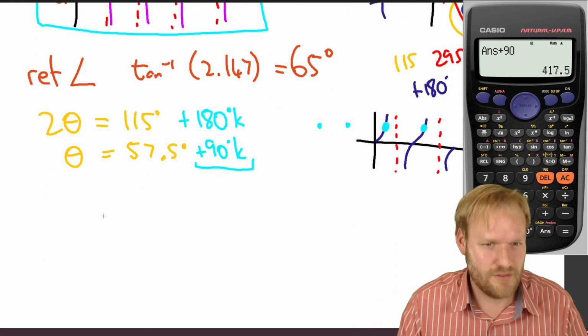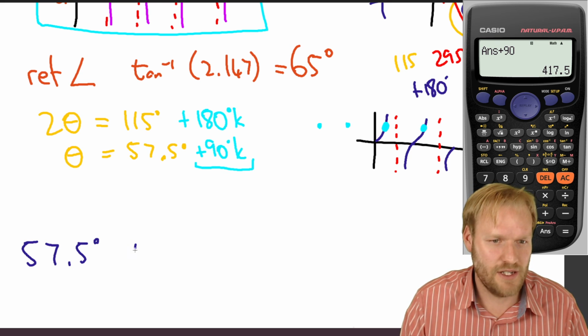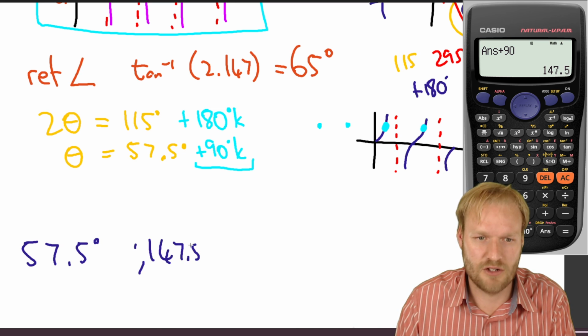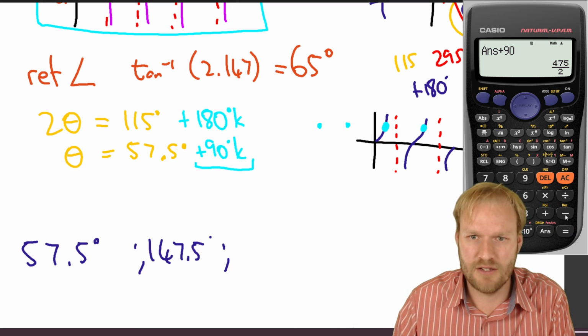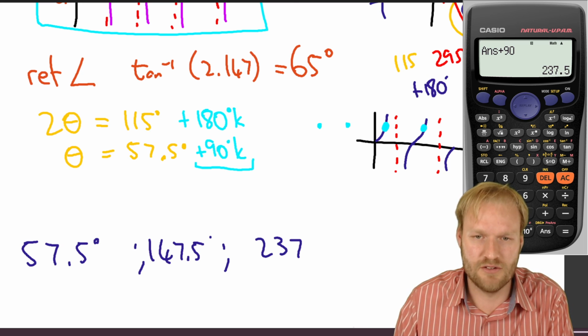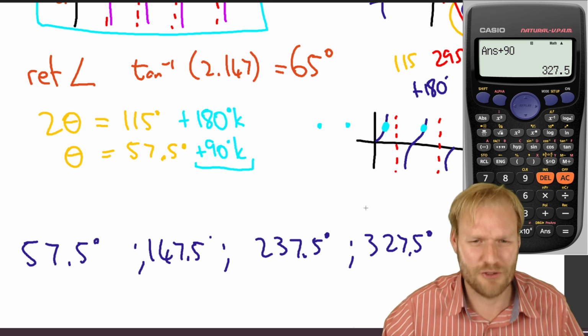So if we wanted to write them all down, we go 57.5. Then 57.5 plus 90 equals 147.5 degrees. Then we could add another one, 237.5 degrees. And finally, we could add another one, 327.5 degrees. Okay, so that was a whole lot, right?